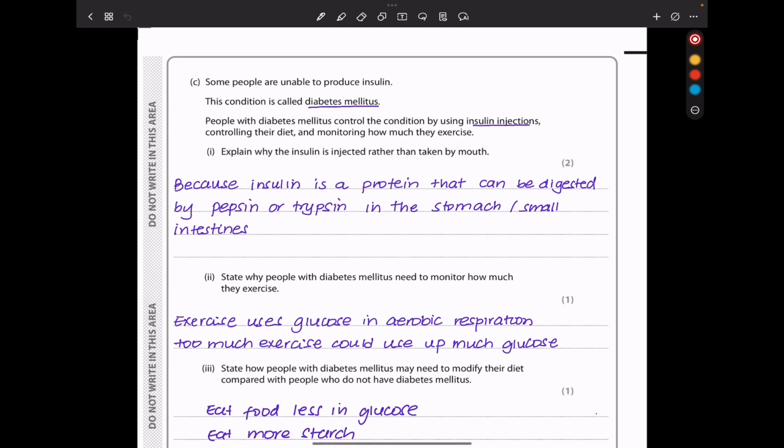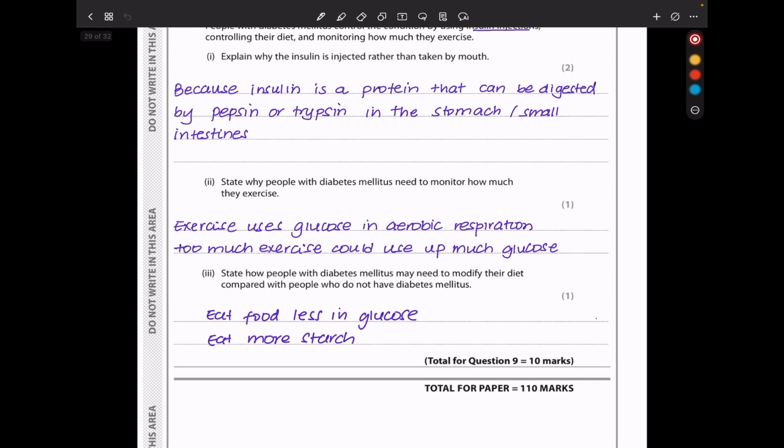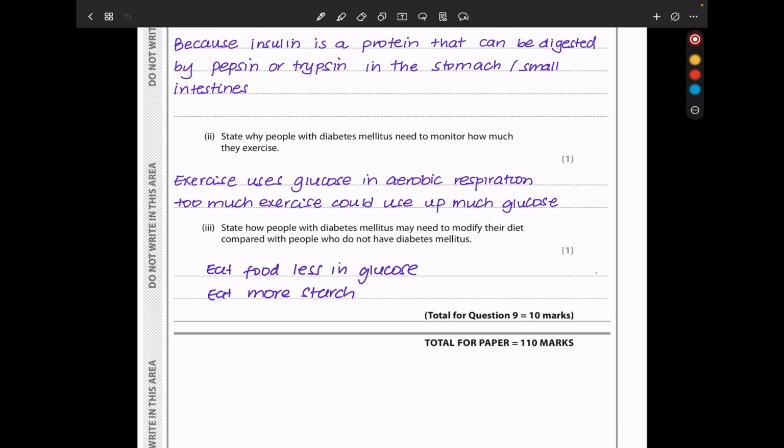Next, they say state why people with diabetes mellitus need to monitor how much they exercise. When people exercise, glucose is going to be used in aerobic respiration. So people with diabetes, if they exercise too much, more glucose is going to be used up and their body might end up losing too much glucose in order to support physical activity. And lastly, they ask how people with diabetes mellitus may need to modify their diet compared with people who do not have diabetes mellitus. They need to decrease the glucose consumption, and then maybe they could eat more starch because starch has to be digested, so it's going to release glucose slowly so that too much glucose is not released into their body at a single time.